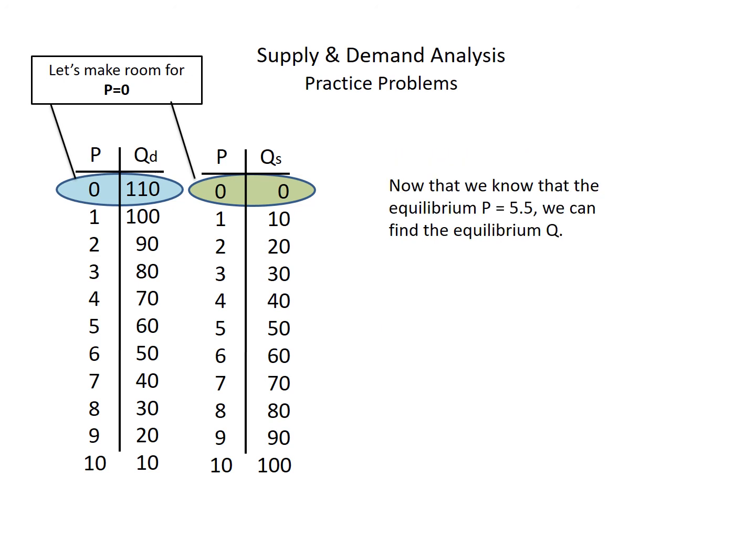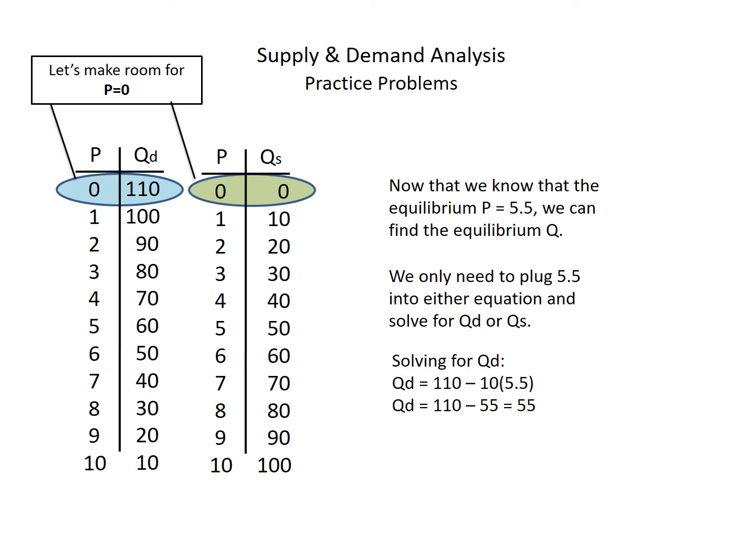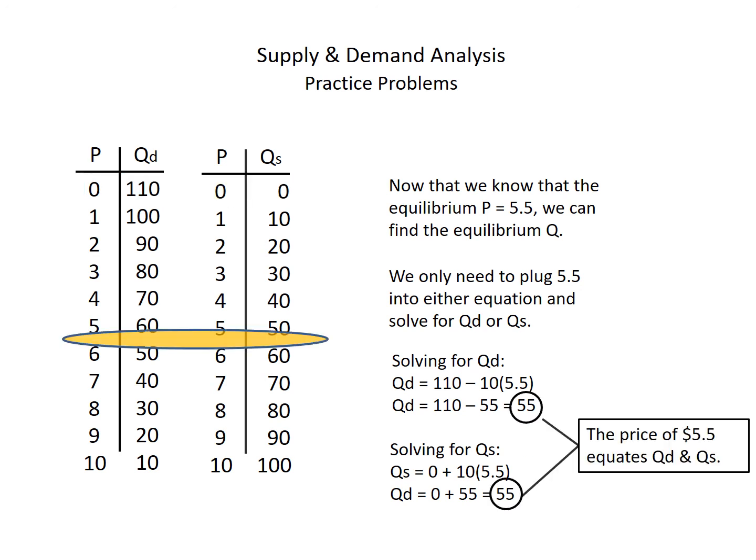Now let's plug that equilibrium price of 5.5 into either the supply equation or the demand equation to find the equilibrium quantity exchanged. But just for demonstration purposes, I'll plug it into both. Solving for equilibrium quantity demanded, and equilibrium quantity supplied. By necessity, they are equal, as long as you've gotten the equilibrium price right.